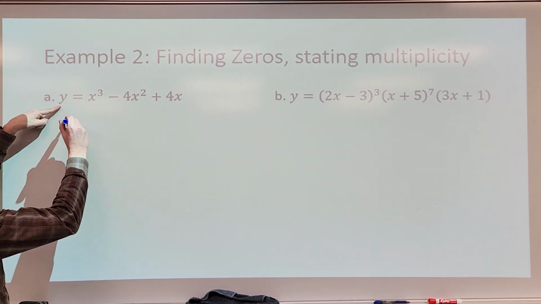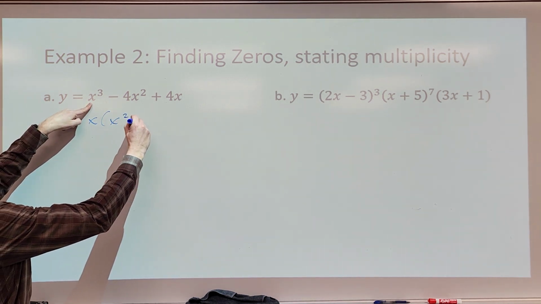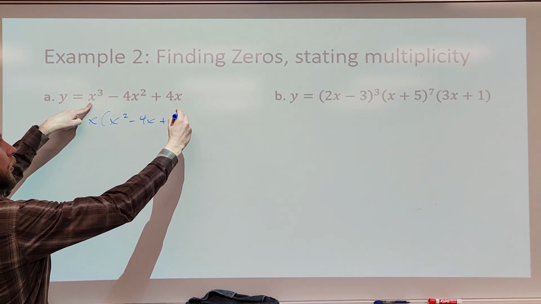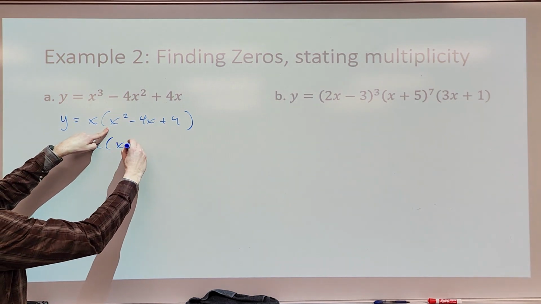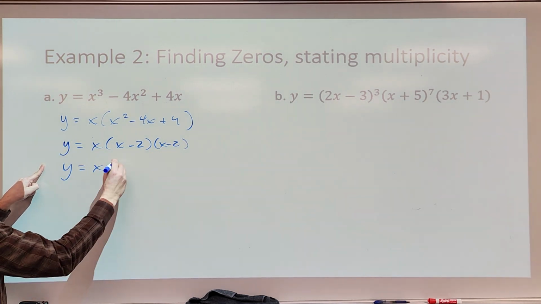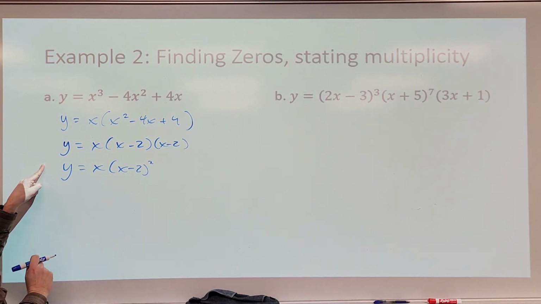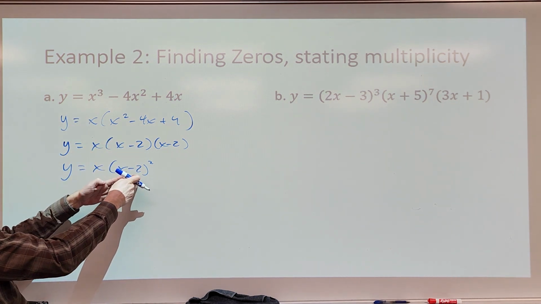So in this case, we have y is equal to x times x squared minus 4x plus 4. And when we finish factoring that, we find out that this is x minus 2 and x minus 2, or a good way to write that would be x minus 2 squared. So again, this is x, and then x minus 2 and x minus 2.